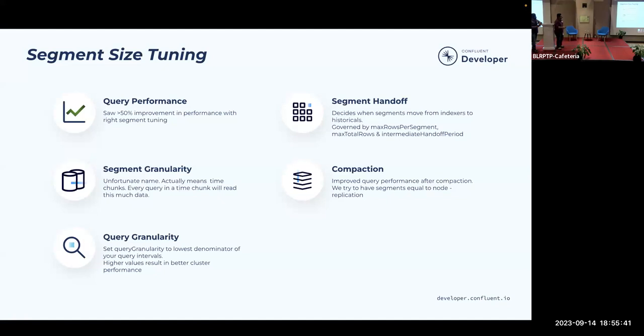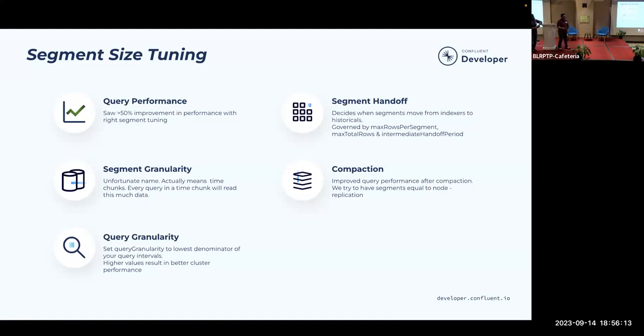So what we did is we changed our segment handoff time. There are three configurations over here, right? These three configurations govern when your segments get handed off. What we did is we tuned these so that it's as close as possible to the segment granularity. And that makes sure that at least half the time you get good performance, right? Because all your queries will get served by indexes rather than half your queries going to indexes and historicals.